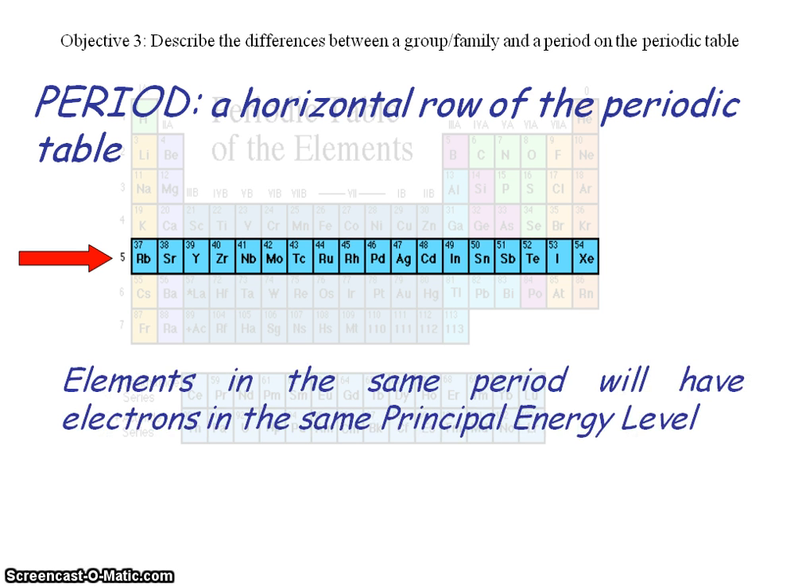Objectives 3, 4, 5, and 6 are what we are covering in this lecture today, where Objective 3 says we're going to describe the differences between a group and a period on the periodic table. Now sometimes you'll hear us refer to the word family. Family is really the same thing as a group. So a period is, as you can see here in this slide, a horizontal row in the periodic table. As we've already learned, there are 7 periods, which also happen to correspond to the 7 principal energy levels. So a period is a horizontal row.